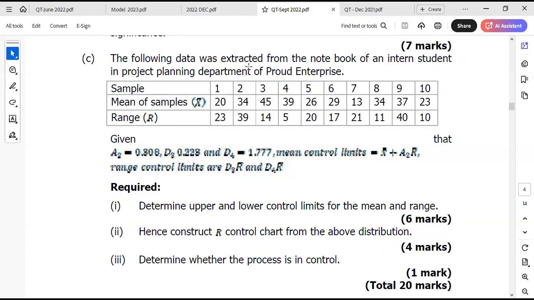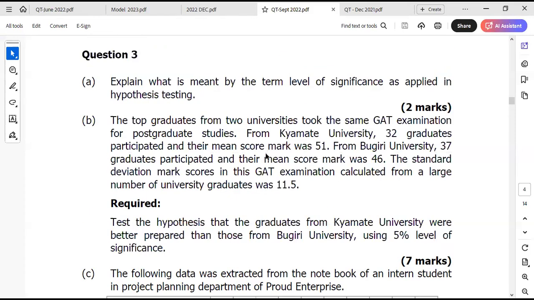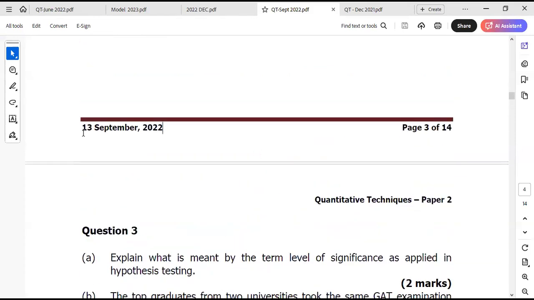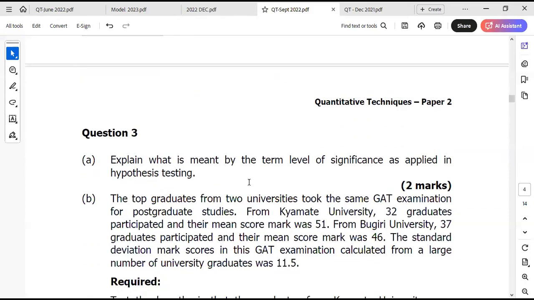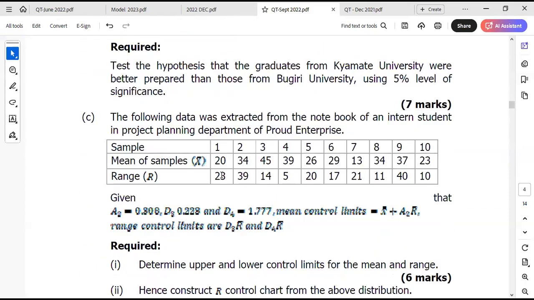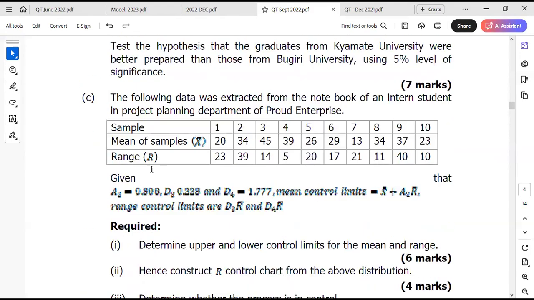Are you seeing September 2022? Which screen are you seeing? September 2022, yes. September 2022. Question 3 parts.